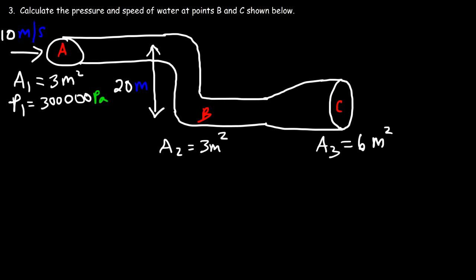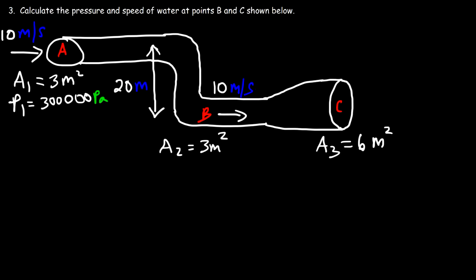Number 3, calculate the pressure and speed of water at points B and C shown below. So first, let's talk about the speeds. What is the speed at point B? Now, if we look at the cross-sectional area, it doesn't change between A and B. So therefore, the speed at points A and B should be the same. So at point B, the speed has to be 10 meters per second.